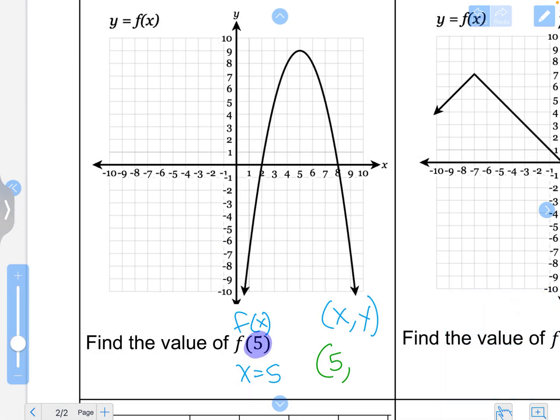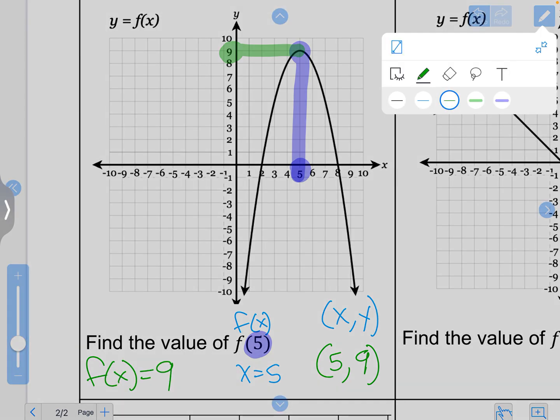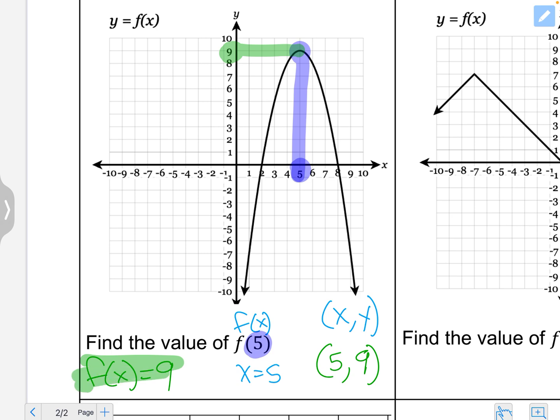So what that means is I'm going to find 5 on the x-axis, because I know that my x is 5. And I'm going to trace it all the way until I hit the line, and I'm going to stop. And I'm going to take that line, and I'm going to trace it to the y-axis. So that tells me that my y is 9, or that f of x equals 9. And so again, f of x equals 9 is our output. It's our y value. F of 5 is our input, or our x value.